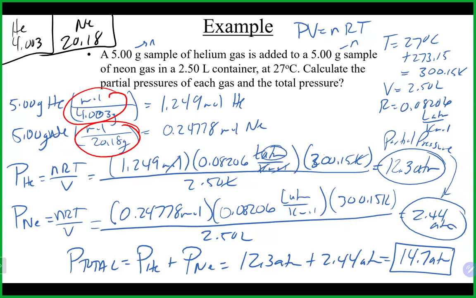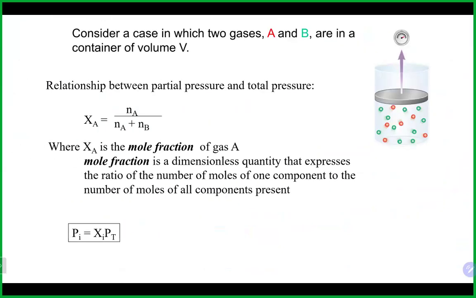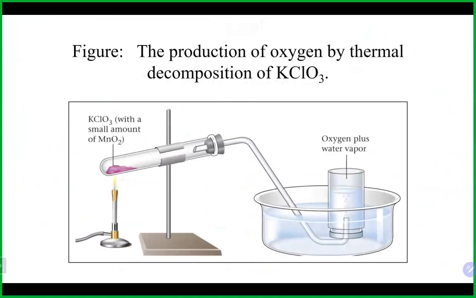So I would say this is a very common sort of partial pressure problem. Basically just an ideal gas law for however many gases you've got together, and then you just add them at the end to get your pressures. We are going to skip this mole fraction partial pressure. So we'll talk about another type here, which is this.